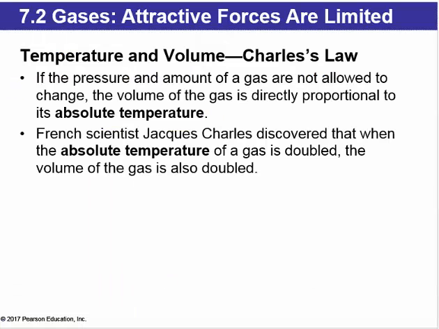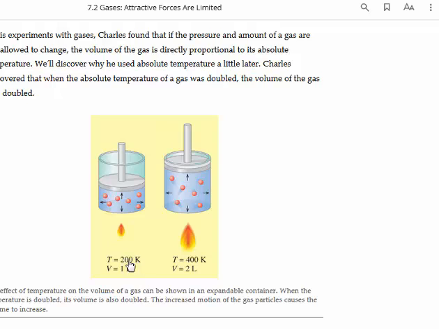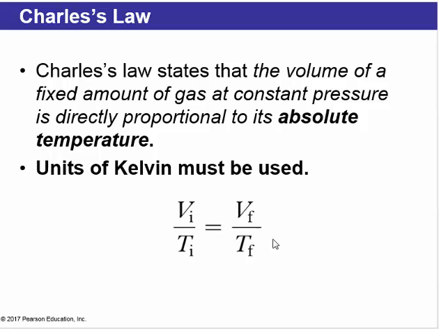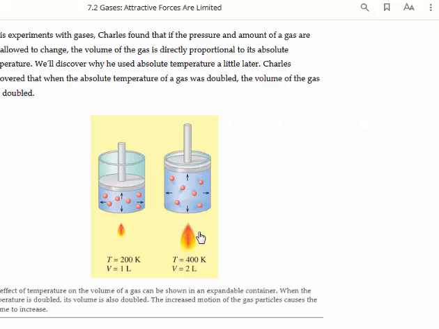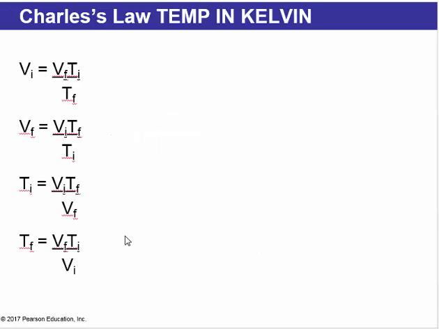So let's take a look at the actual mathematical relationship. Vi, our initial volume, over Ti, our initial temperature, so that in this case would be 1 liter and 200 K, is equal to Vf over Tf, so our final volume and our final temperature. Since there are 4 different variables, there are 4 ways we can rearrange this equation depending on what we're solving for. You will always be solving for one physical property, and you will be given 3 others.